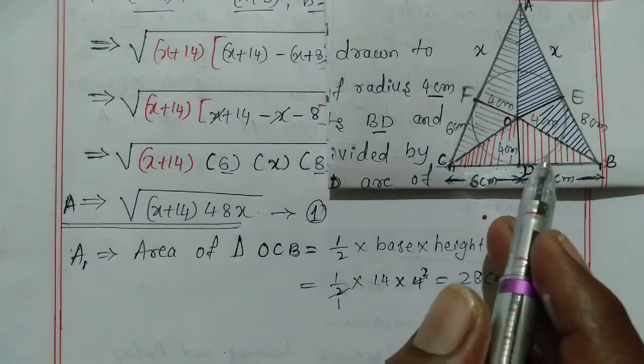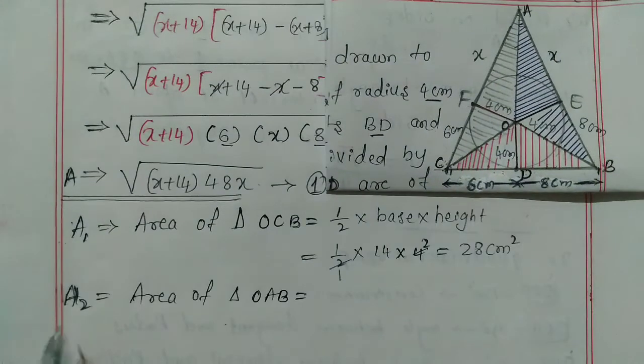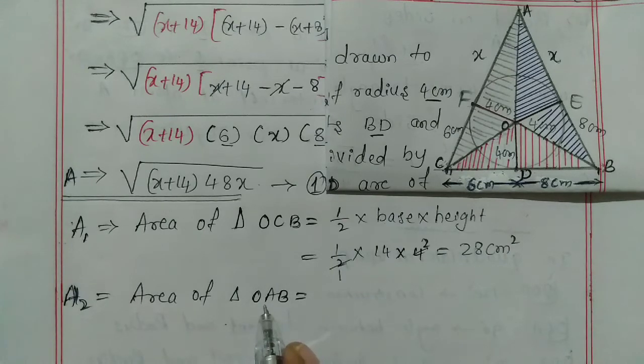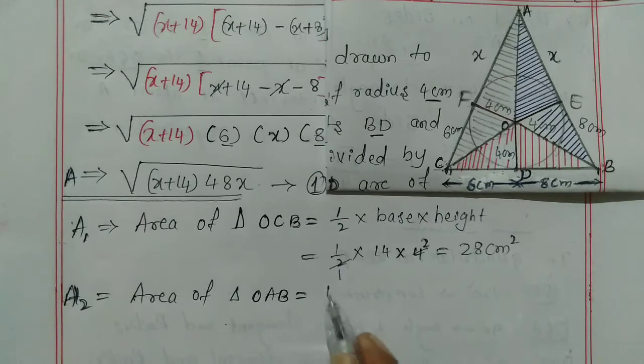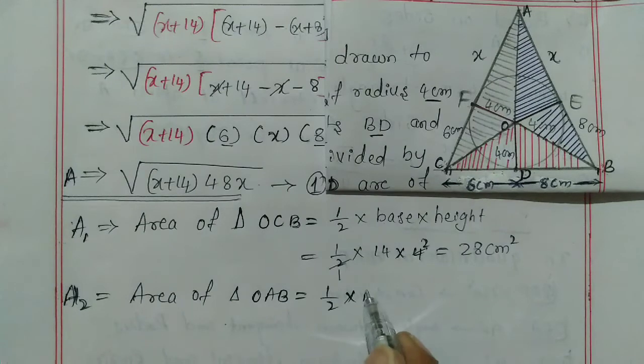So next I will find area of triangle AOB. So I will call this one A2. A2 means area of triangle OAB. A2 is equal to 1 by 2 into base. Base is here AB. Okay, so base into height.